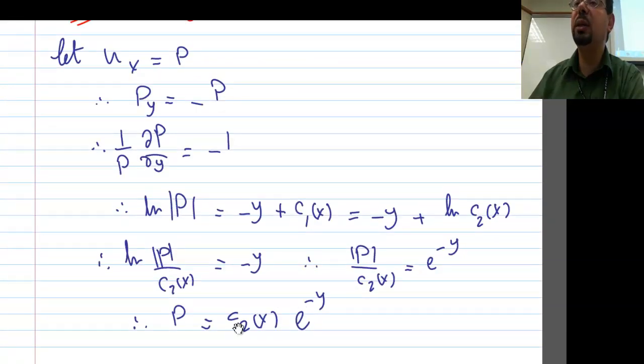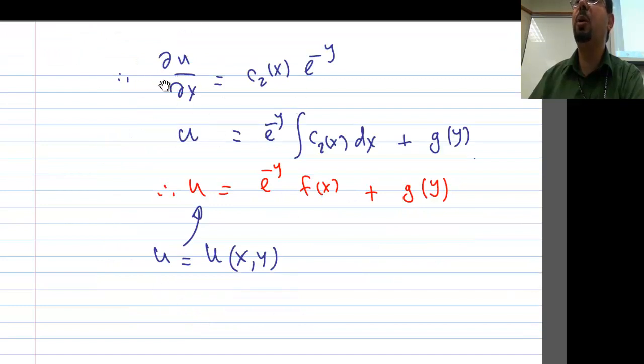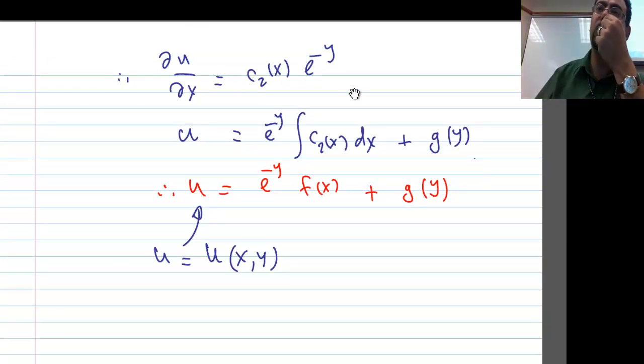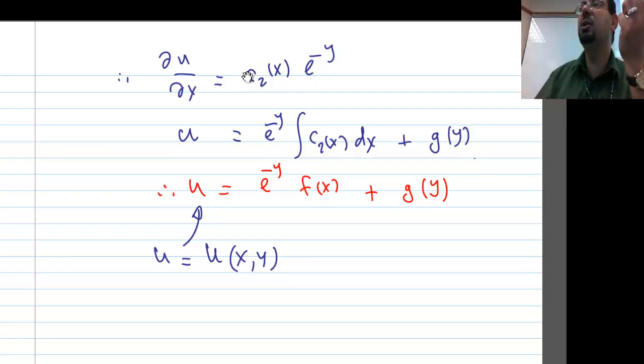So now back again, what is that p? That's partial u partial x. So partial u partial x is equal to c2(x) e to the minus y. You integrate with respect to x, and you'll end up with e to minus y, which doesn't really concern us when it comes to the integration with respect to x, because it's kind of a constant. So we are just integrating c2(x) dx, a function of x, and we just get a function of x. And when we are integrating this original one, you integrate this plus a constant.